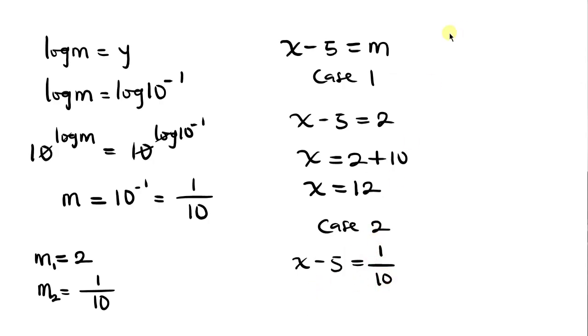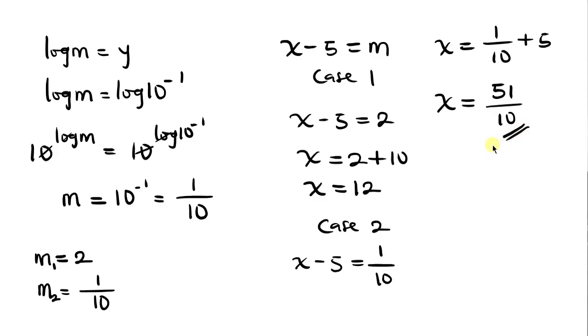So this becomes x equal to 1 all over 10. As negative 5 crosses to the right, it becomes plus 5. So x will be equal to, now let's use a shortcut, 10 times 5, that's 50. So 50 plus 1 is 51. So this is 51 all over 10. And this is our second answer. So we have two values for x. x is equal to 12 and x is equal to 51 all over 10.